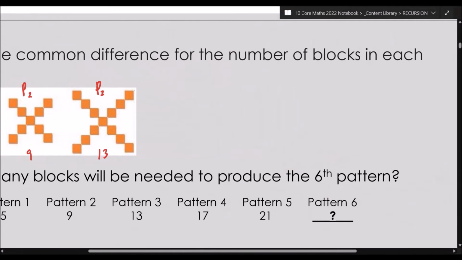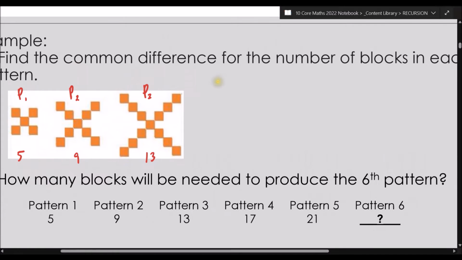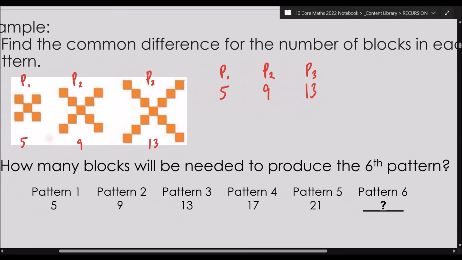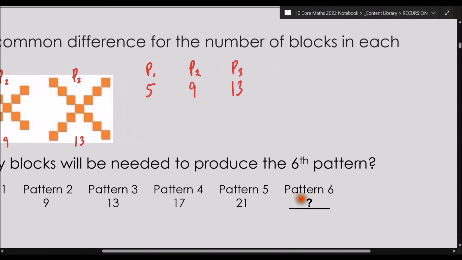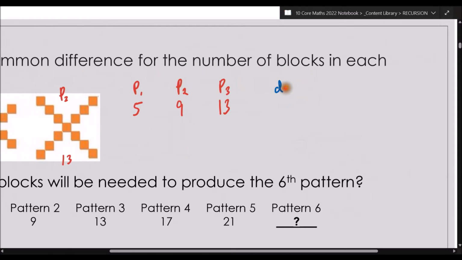Probably a good idea when you do these questions, especially if there's an image involved, that you just write down how much there is for each one. So P1 has 5, P2 has 9, and then P3 has 13. That makes it easier to actually look at the information. So the question here is we need to find the common difference. So remember the rule. The common difference is any term minus the previous term. So any minus the previous, so I can pick any term from this sequence.